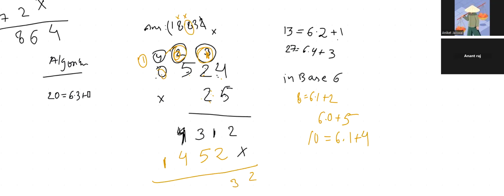5 plus 3 is 8, which is again 6 into 1 plus 2. So we write 2 here and carry 1 here. 4 plus 4 is 8 plus 1, 9. 9 is 6 into 1 plus 3. So we write 3 here and carry 1 here. And 1 plus 1 is 2. So the answer is 2, 3, 2, 3, 2.